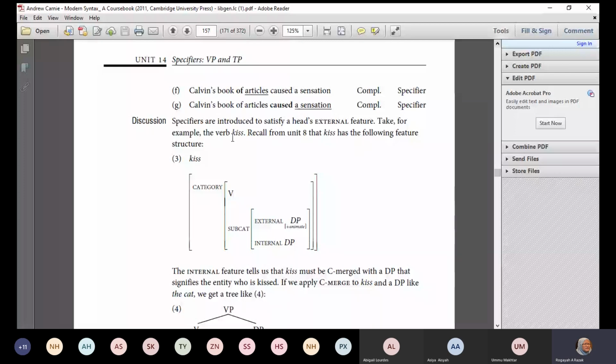Okay, so specifiers are introduced to satisfy a head's external feature. Take for example the verb kiss. Recall from Unit 8, Transitivity, that kiss has the following feature structure. Kiss is a verb. It has a doer, the external argument, which is the specifier, the subject. And the internal is, for example, kiss Mary, so Mary is the internal DP. The internal feature tells us that kiss must be C-merged with a DP that signifies the entity who is kissed.